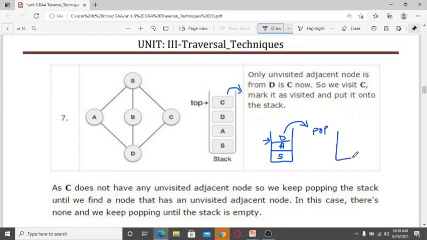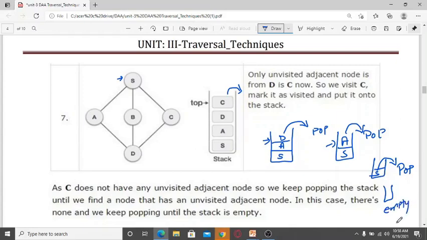Next we have S and A. From A, is there any unvisited? No, all are visited. So pop again. Then in the last we have only S. From S, is there any unvisited adjacent node? No. So just take out S, pop, and make the stack empty. Okay, the stack is empty. That means in this graph all are visited.